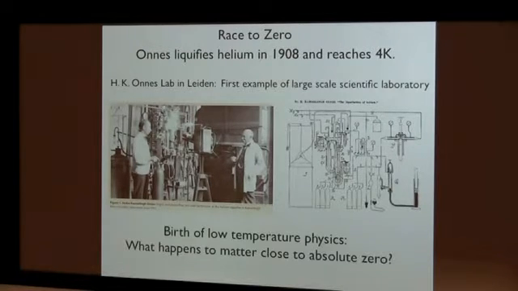So with this laboratory, he was able to liquefy helium for the first time. And he was able to get down to 4 degrees Kelvin, and then later to 2 degrees Kelvin, very close to absolute zero. And with this, he basically invented a whole field of physics, which we call today low temperature physics. Okay? And then, after basically reaching this level, he was able to ask the question, what happens to matter as you cool it close to absolute zero temperature?